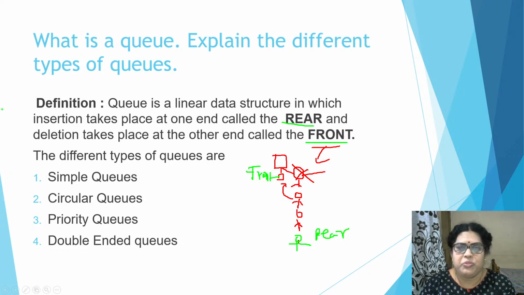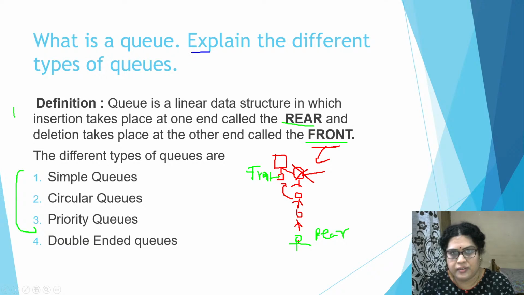What are the different types of queues that we have? We have simple queues, circular queues, priority queue and double-ended queue. So it's a 5-mark question. 1 mark will be given for this and 4 marks will be given for this. Now for just writing this, you will not get 4 marks. You need to explain. So you can see this word here: explain the different types of queues. So please explain the different types of queues.